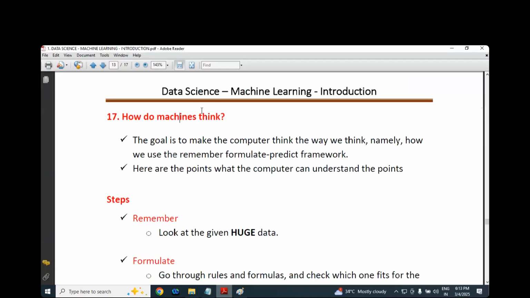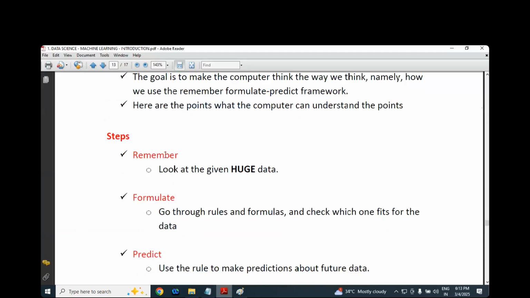How does a machine think? The goal is to make the computer think like a human. The computer thinks the way you think, actually. Namely, we can use the remember, formulate, and predict framework. Here are some points. Please focus. First one is remember. Being human, we remember all past conditions.